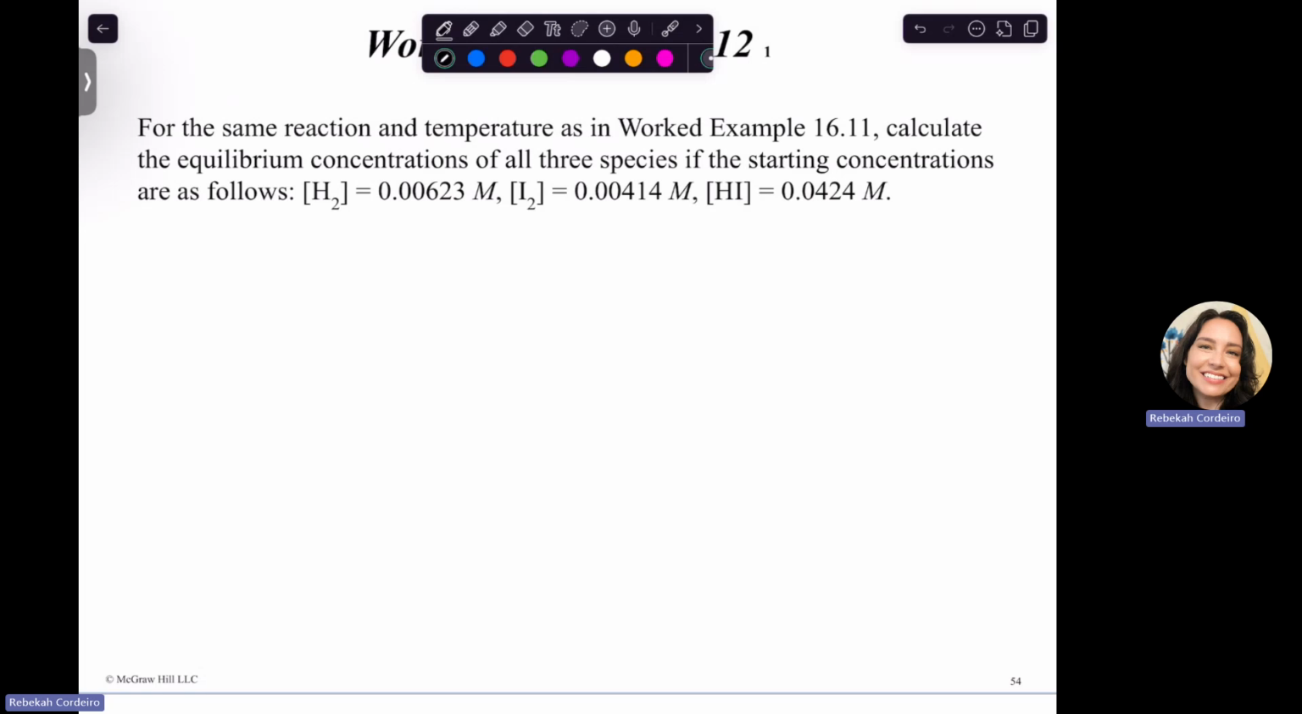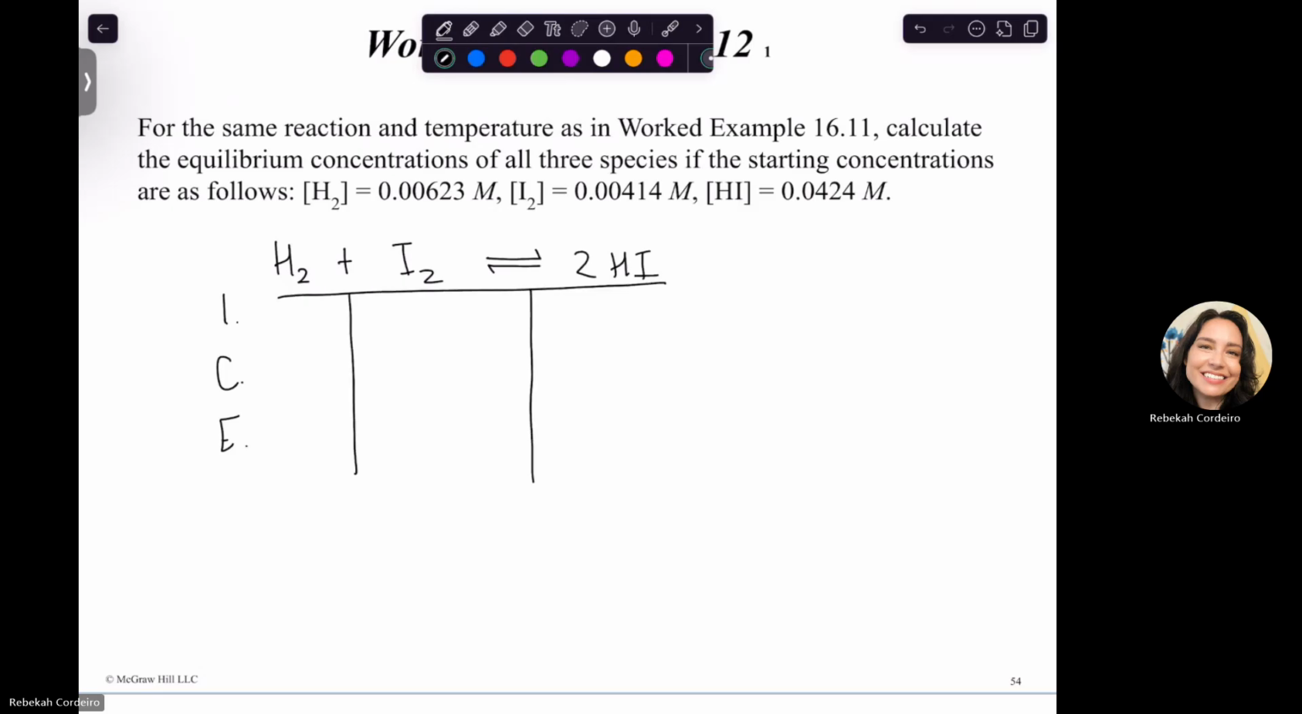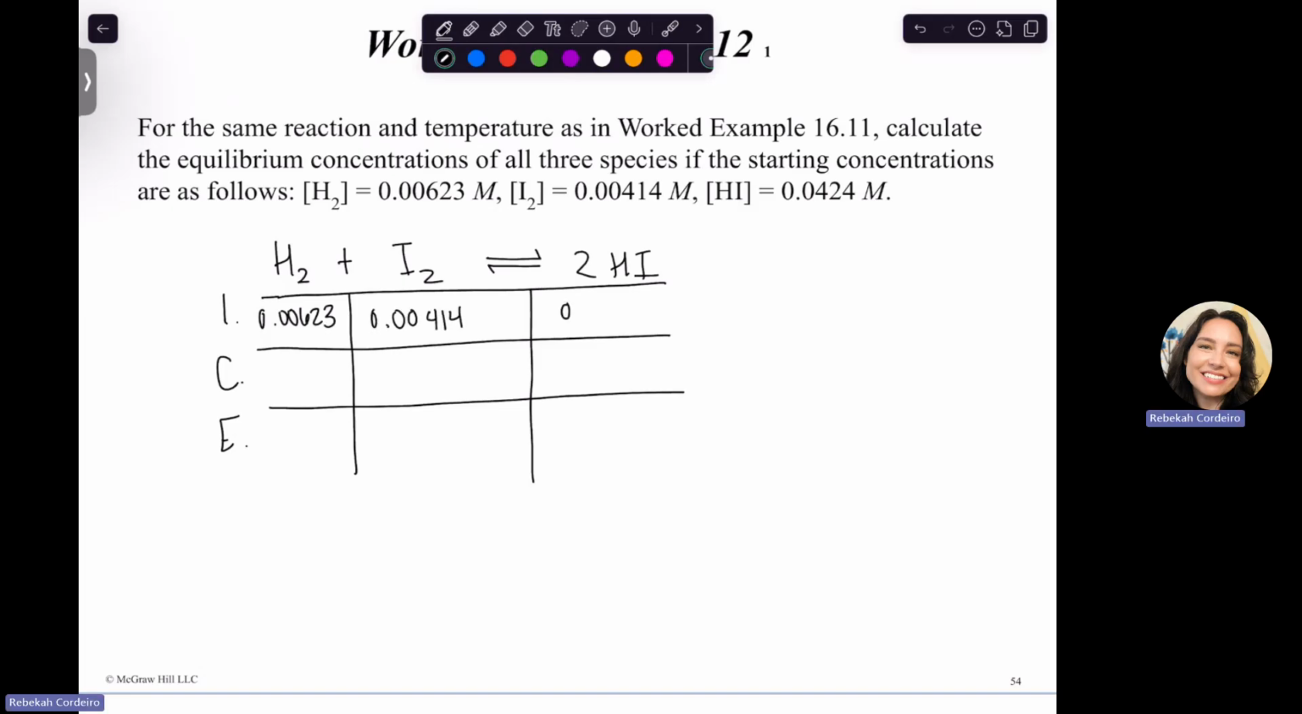Okay, so hopefully you paused and you tried to get it set up. So let's set up our ICE table. Same reaction as before. However, now I don't have a clear direction of where I'm going, because I have amounts of all 3 things. So what direction is this reaction going? Is it going to the right? Is it going to the left?